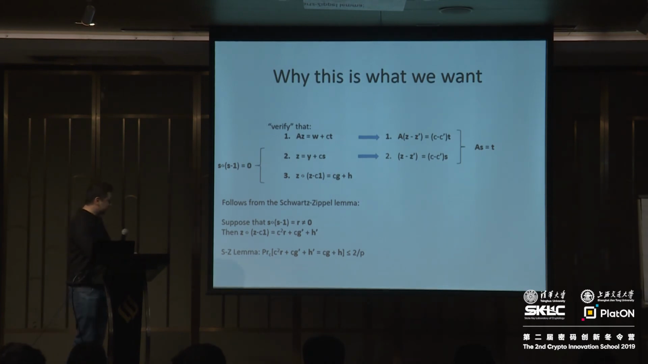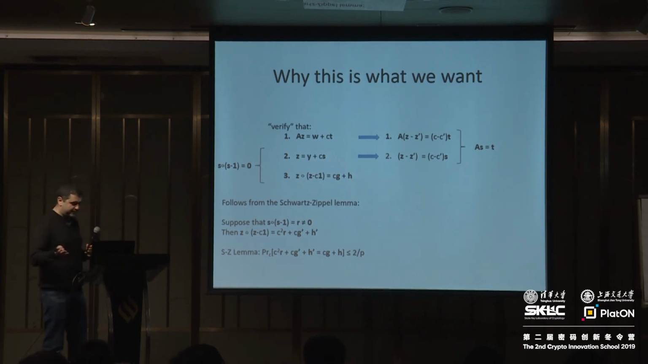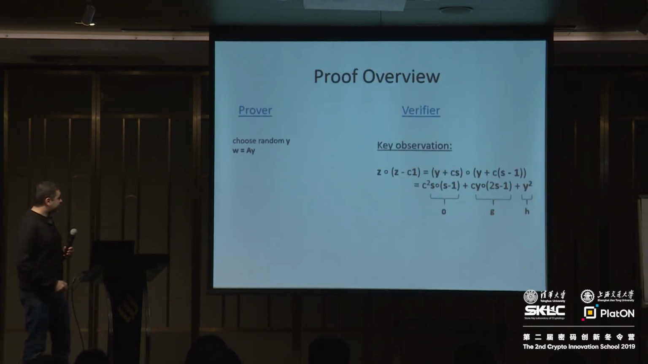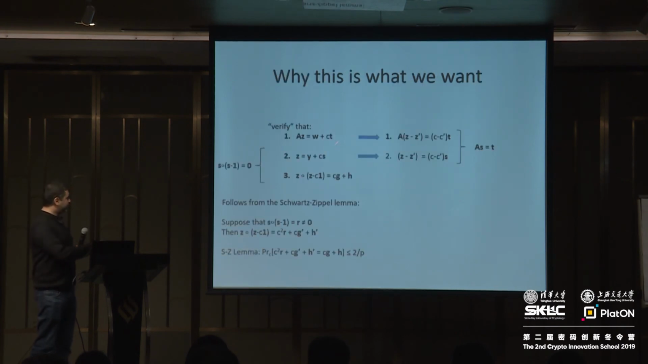So if the r wasn't here, g prime and h prime are g and h, and the prover can satisfy this equation. If r is not 0, there's this c squared part that gets in. And now what's the probability that c squared times r equals this? Well, that's going to be 2 over p. That's why proving these 3 things is enough to prove that s has 0 coefficients. But we haven't proved them yet. We just think this is what we want to prove.